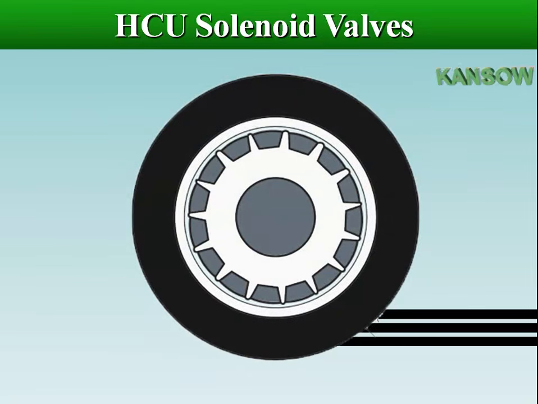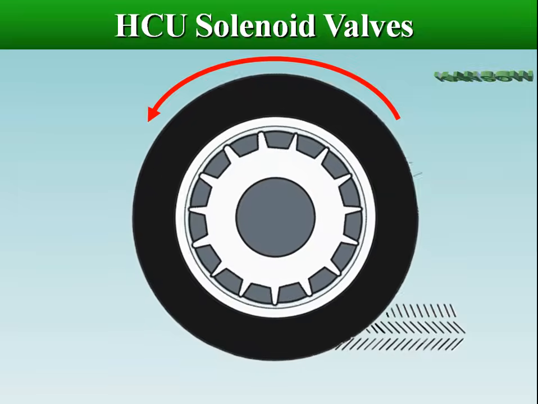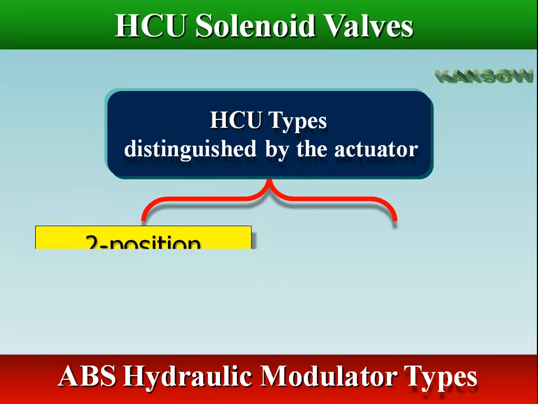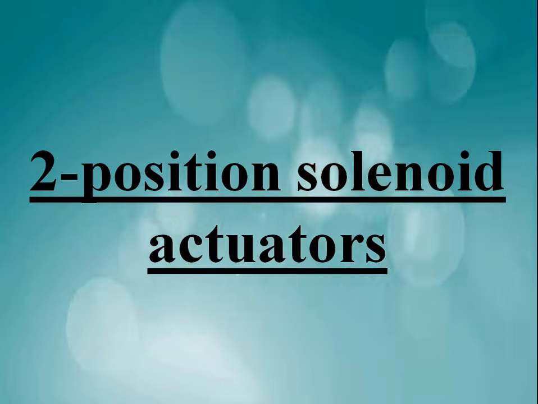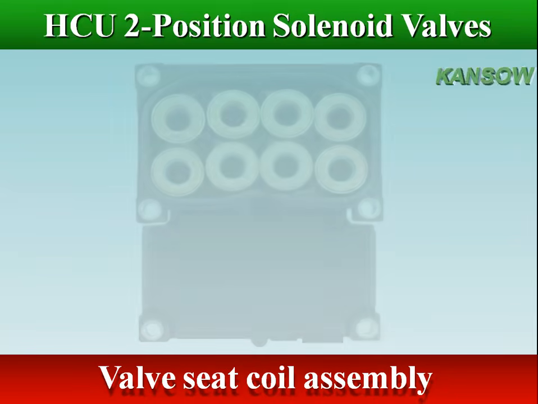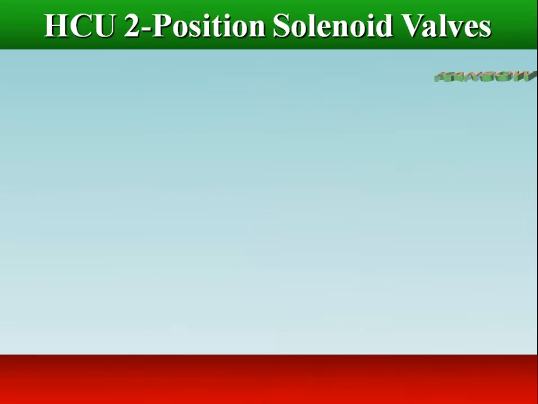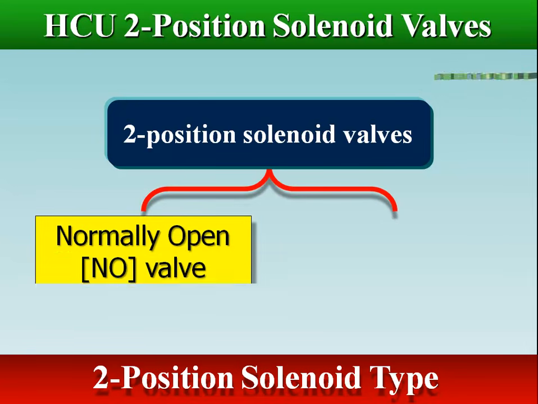The rapid modulation of brake pressure in a given brake circuit reduces the braking load on the affected wheel, and allows it to regain traction. There are two types of ABS systems distinguished by the actuator: 2-position solenoid valves, and 3-position solenoid valves. Two-position solenoid actuators use two solenoids per brake assembly, one inlet valve and one outlet valve. There are two types of two-position solenoid valves, normally open, and normally closed.